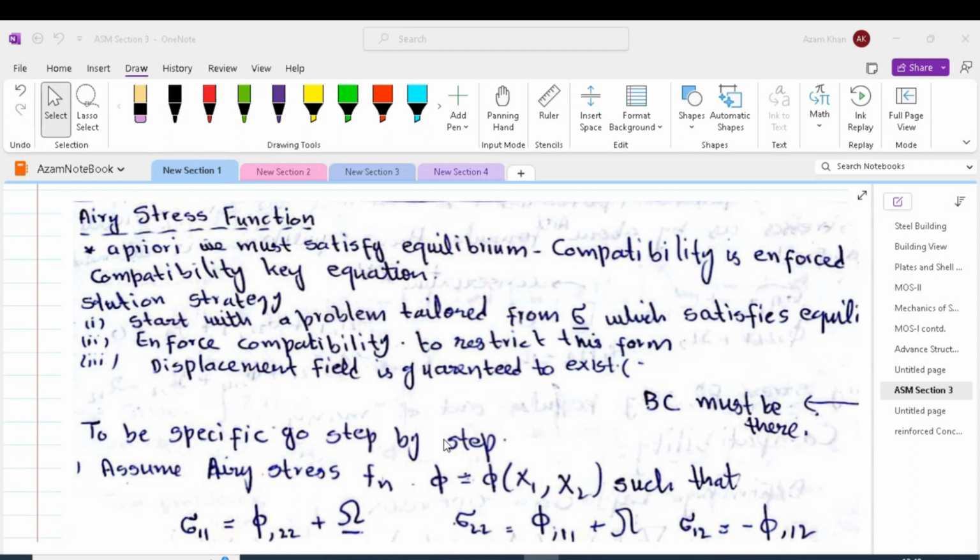In order to solve our elasticity problem by using stress formulation and employing Airy stress function in particular, we have to set out a solution strategy. So there are three important points which must be ensured. The first point is that we start with a problem tailored from stress which satisfies equilibrium. So in other words, we take Airy stress function and from there onwards we find the value of stress, then strains, and finally displacements. Then the second strategy is to enforce compatibility to restrict this form. As we discussed, the solution won't be compatible, therefore we have to enforce compatibility. And once we enforce compatibility, then the displacement field is guaranteed to exist.